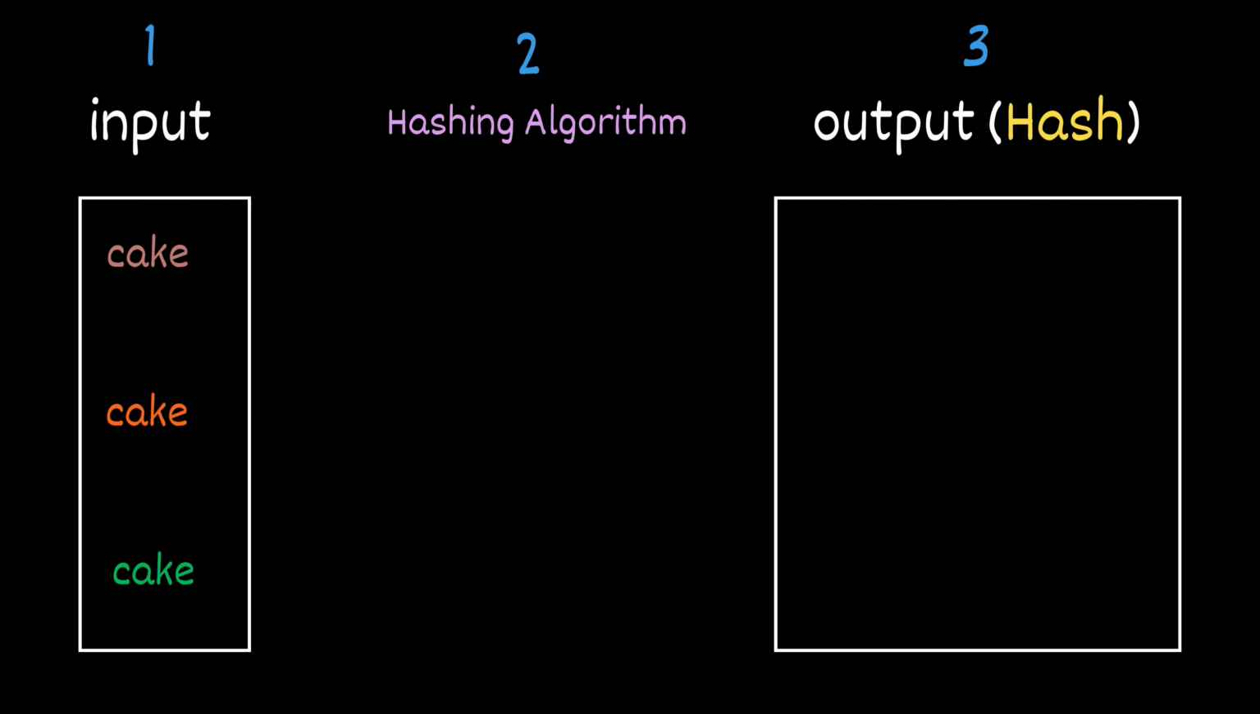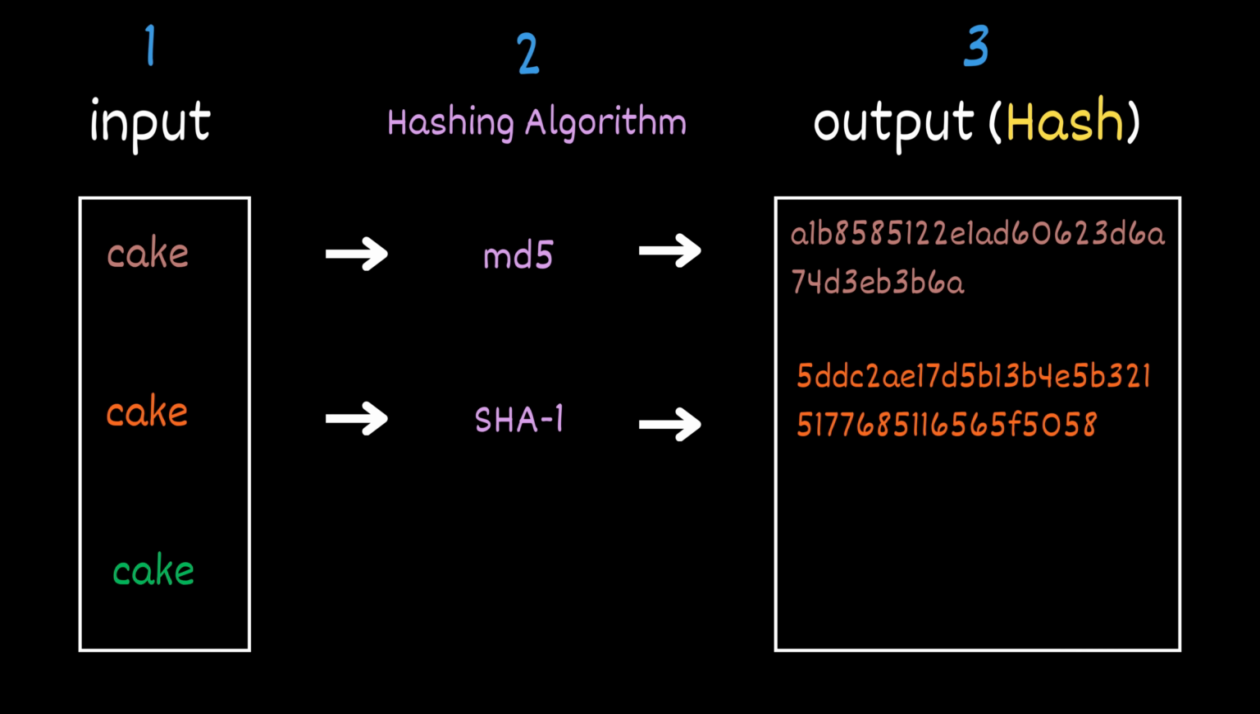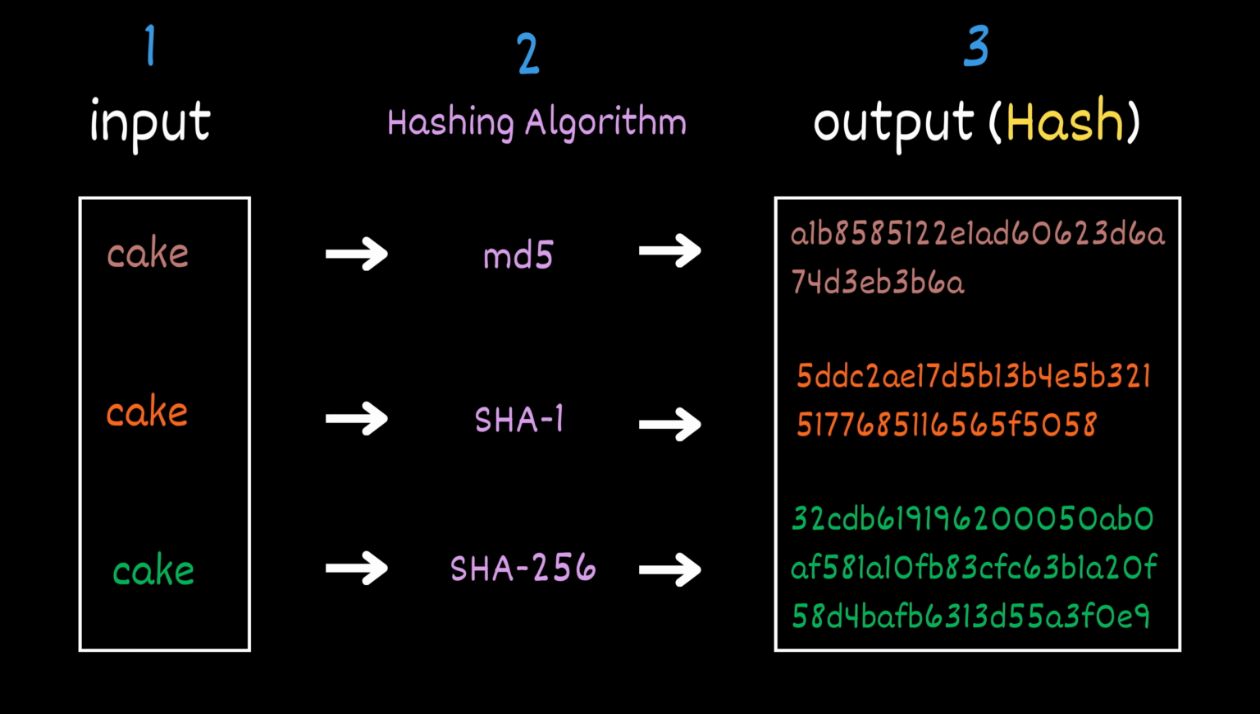There are many types of hash functions, including MD5, SHA-1, and SHA-256. Each one follows a slightly different process, but they all share the same core idea. Take any input, a word, a sentence, even a whole file, and compress it down into a unique fixed size output. Here, for example, you can see the different hashes produced for the word cake.